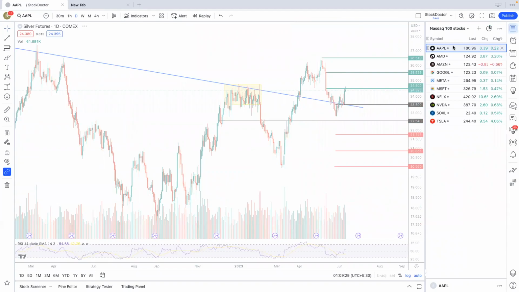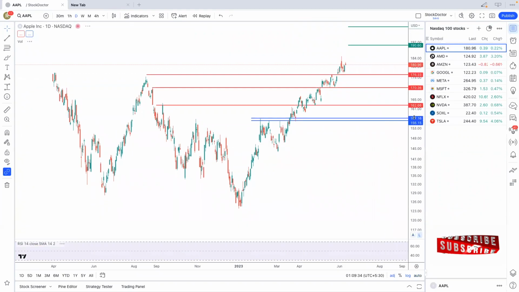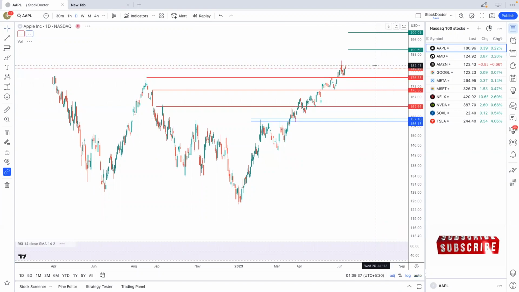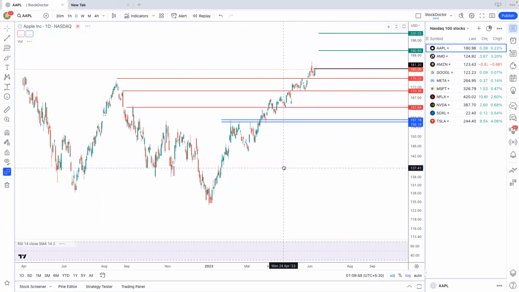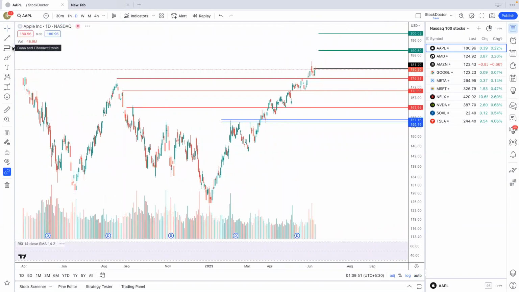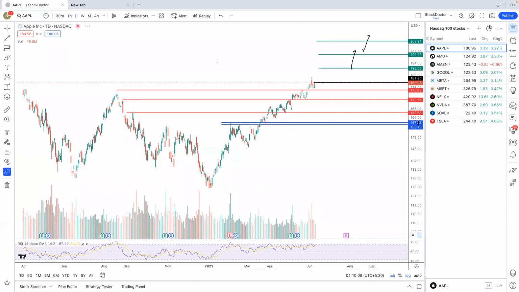The first stock is Apple. For Apple, I saw that it has now crossed the level of 180. So right now, 181. If Apple is trading above 181 and sustains above that, then it has bigger targets. The first target I mentioned is 190, the second target is 200, and the third target is 210. These are the three targets I am looking for in Apple.